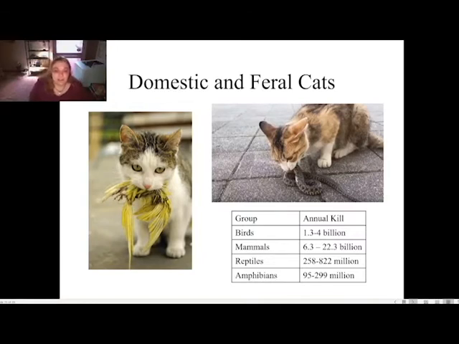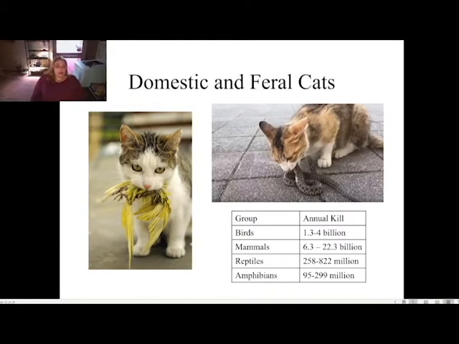And they've done a study on how many things have been killed by cats every year in just the United States. And they found that 1.3 to 4 billion birds are killed annually. Mammals are killed by 6.3 to 22.3 billion every year. Reptiles, 258 million to 822 million. And then amphibians, 95 to 299 million. So this is every year being killed by outdoor or feral cats.